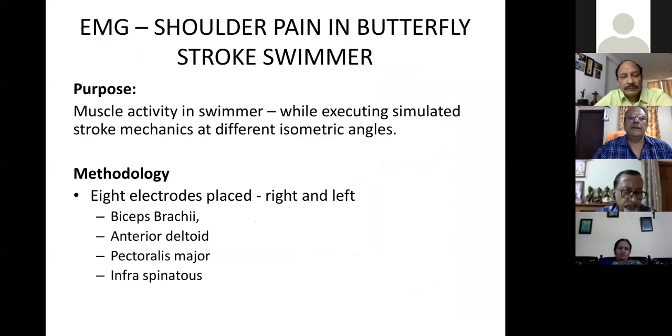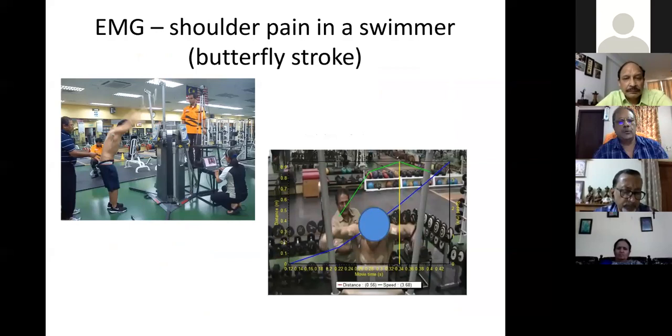He is actually a butterfly swimmer having right shoulder joint pain. He also had a bit of surgery and then came back to the sport. But this is before he did the surgery, when he was first coming back to the sport. So what we did was, again, we made use of EMG to analyze his sequence of muscular movements. We used a functional trainer and asked him to do the butterfly stroke technique in the gym.